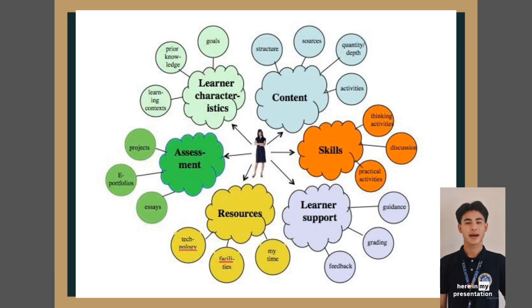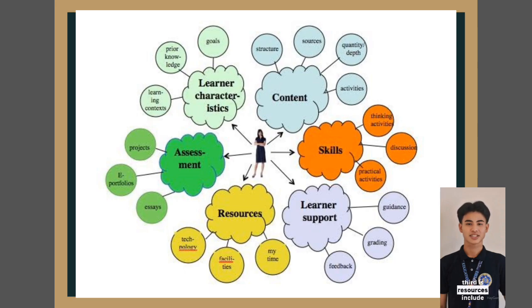Now, as you see here in my presentation, figure 12 is the learning environment from the teacher's perspective, based on Bates in 2015. They have 6 major concepts of learning environment. First, learner characteristics, which include learners' goals, prior knowledge, digital natives, diversity, and learning contexts. The second is assessment, which includes projects, e-portfolio, tests, essay.